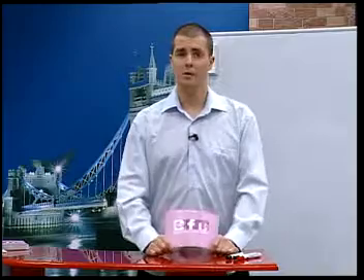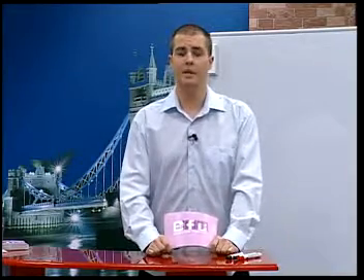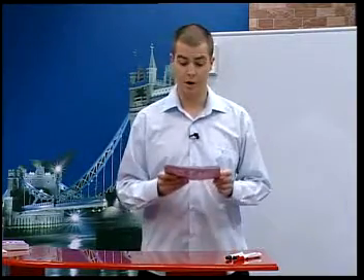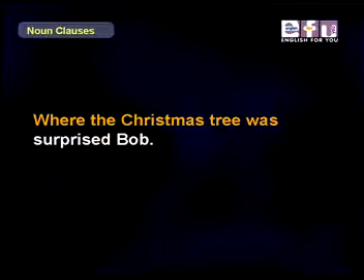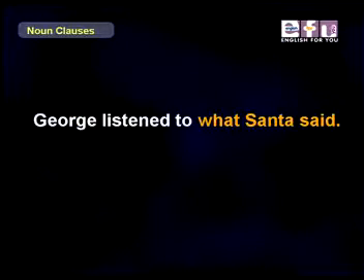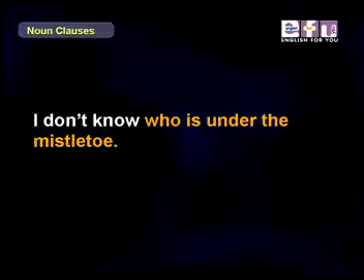A noun clause is a clause that can be used both as a subject and as an object. And a noun clause has its own subject and its own verb. In the first sentence, where the Christmas tree was is a noun clause. It is used as the subject of a sentence. In the second sentence, what Santa said is the noun clause, and it's used as the object of the preposition to.